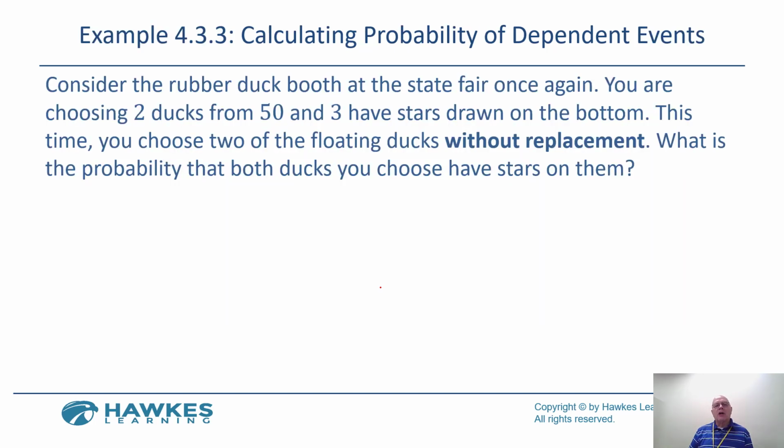So let's go back to the rubber duck booth. This time, regardless of what we do with the first duck, they're not going to put the duck back in. So what's the probability that both ducks have stars on them? On the first one, we already found that the probability on the first duck selection was 3 over 50, because we've got 3 starred ducks, 50 ducks altogether.